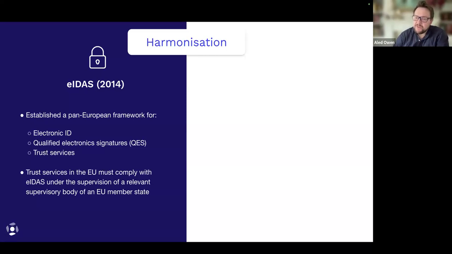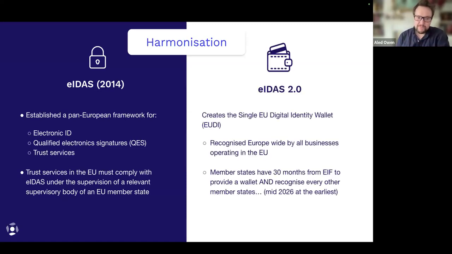For those who are also operating in the UK context, the regulation has been adopted into UK law post EU exit and is overseen by the Information Commissioner's Office, the ICO. But there is no reciprocity agreement in place, which means that businesses operating in both the UK and EU jurisdictions must have separate entities submitting to supervision by a designated regulator in order to be eIDAS compliant.